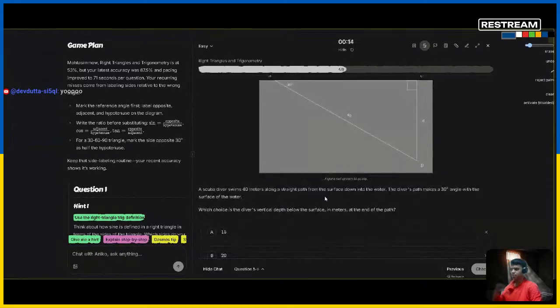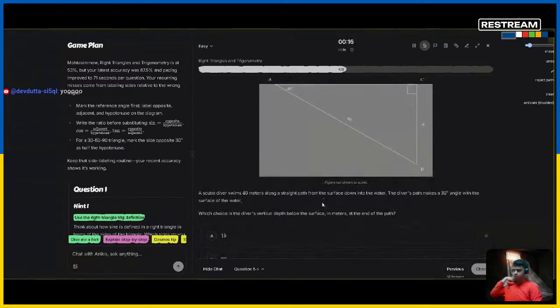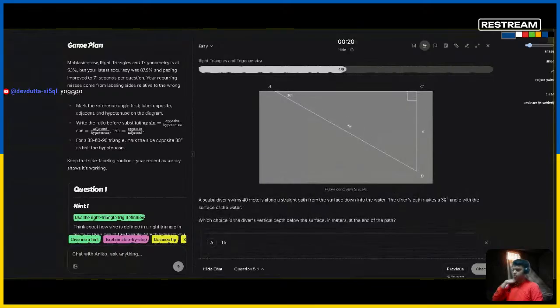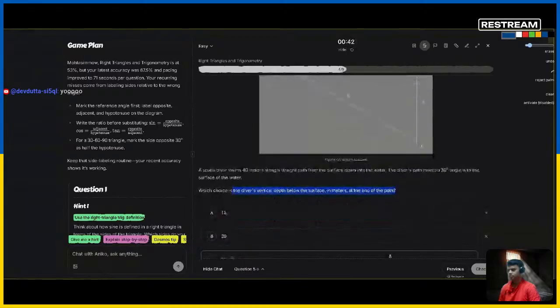A scuba diver swims 18 meters along a straight path from the surface down to the water. The path makes a 30-degree angle with the surface, and D is the diver's vertical depth below the surface in meters. Is that 40?